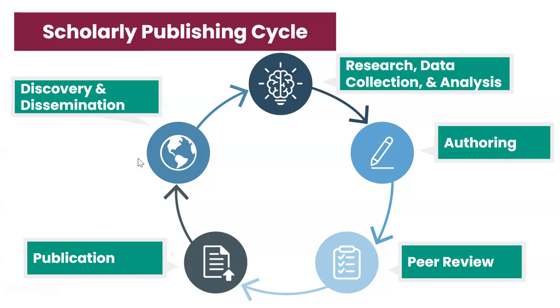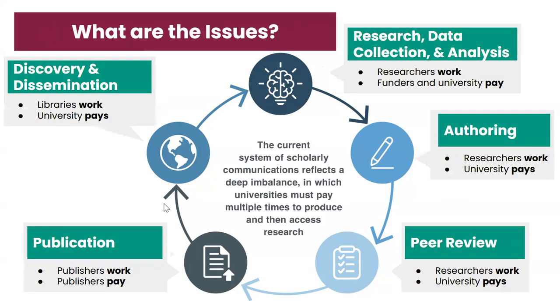However, what we actually need to think about is who is providing the funding, who is doing the work that makes this all possible, and who profits from the work that is being done. So these are the issues. In this step, the researchers work and the universities pay. In this step, the faculty works, and the university pays. This is the only step out of the cycle in which the publishers do the work and the publishers pay.